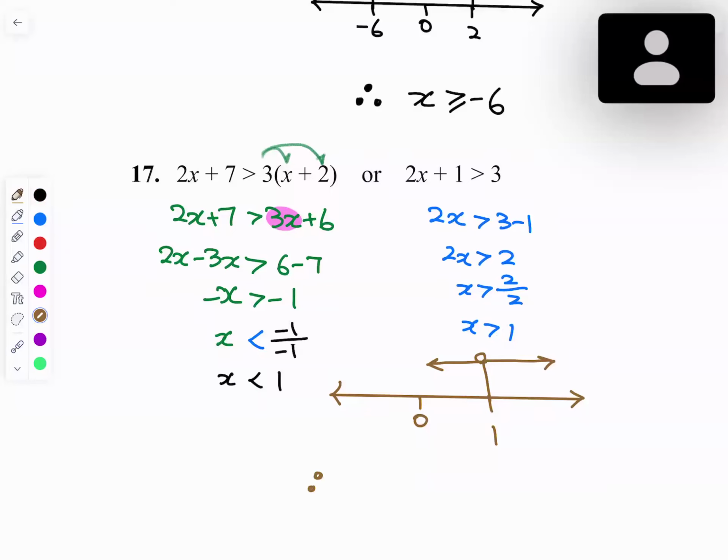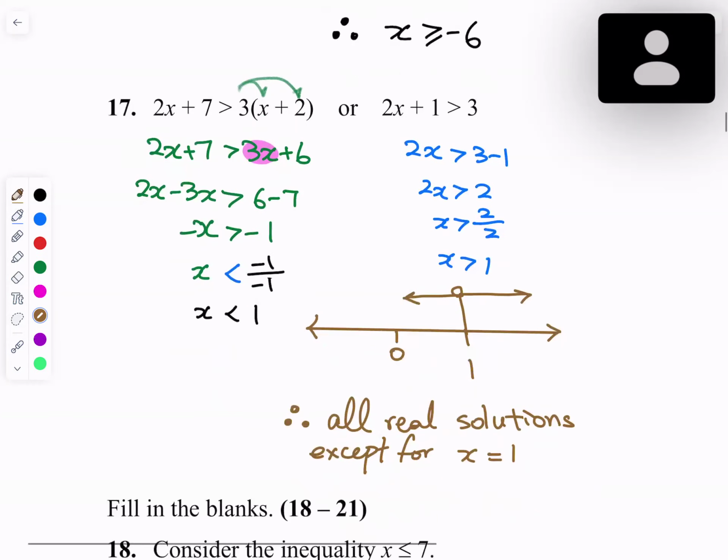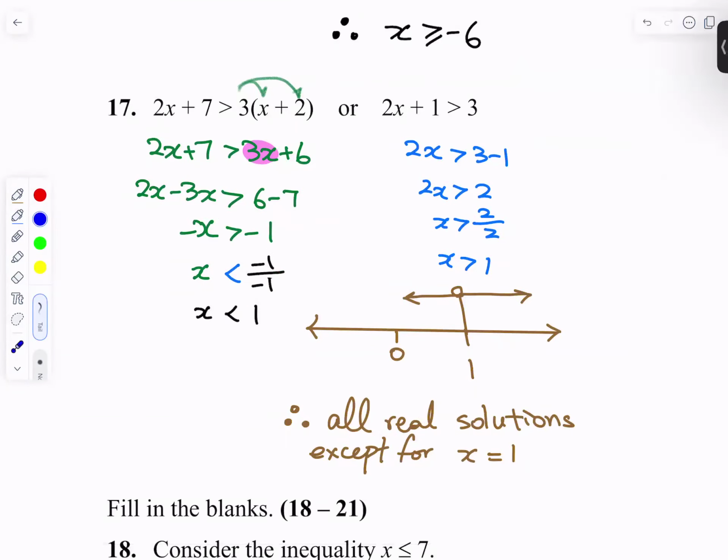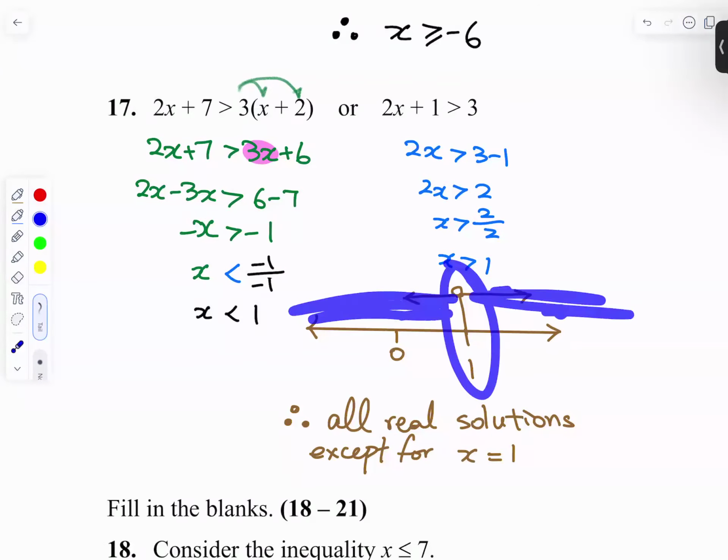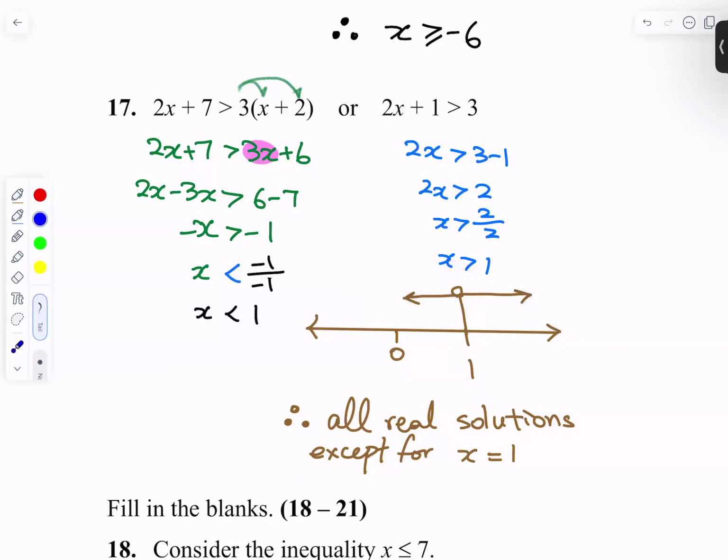So how do you write the final answer for this? All real solutions except for x equals to 1. x as 1 is not included. Everything else is your answer. So this.